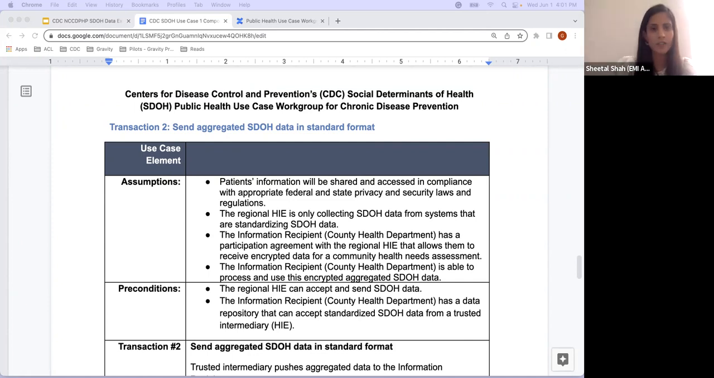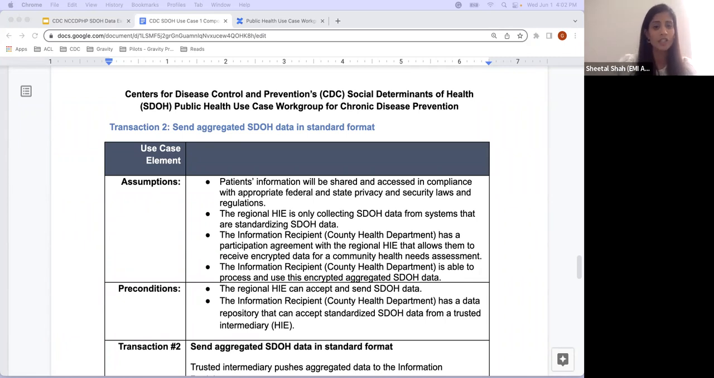Some of this might look repetitive, but we just wanted to state it again, ensuring that the patient's information is shared in accordance with all the appropriate laws and regulations. We also have that the regional HIE is only collecting SDOH data from systems that are standardizing that SDOH data. We also want to assume, of course, that the information recipient, which is our county health department, has the appropriate participation agreement with their trusted intermediary in place for the purpose of a community health needs assessment, and that the information recipient's data repository is able to process and use this encrypted, aggregated SDOH data.